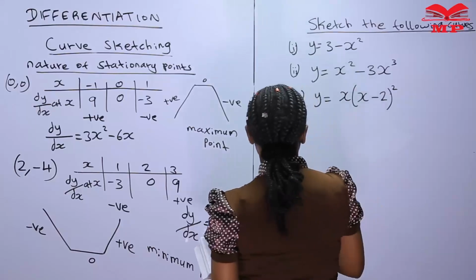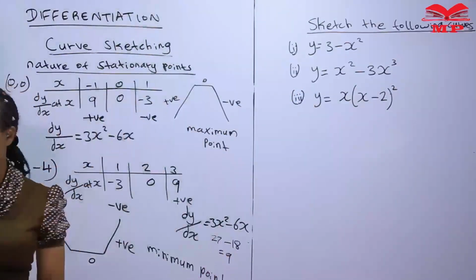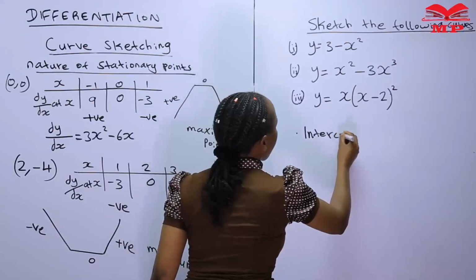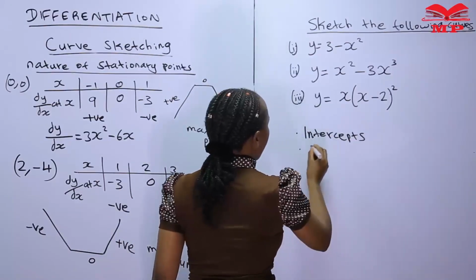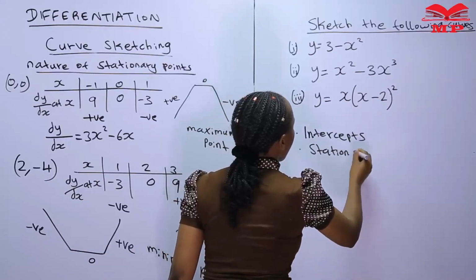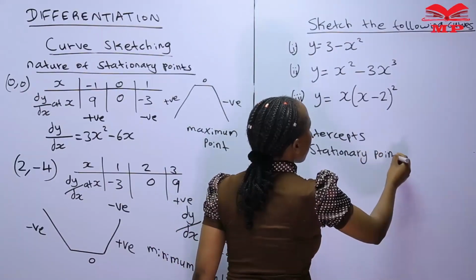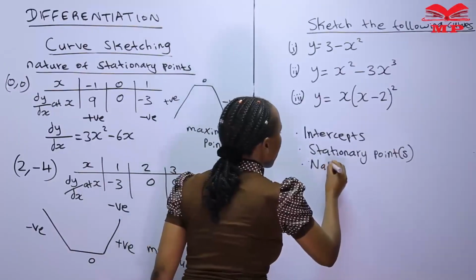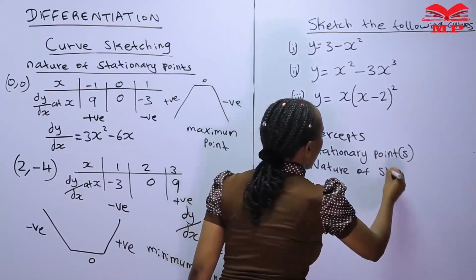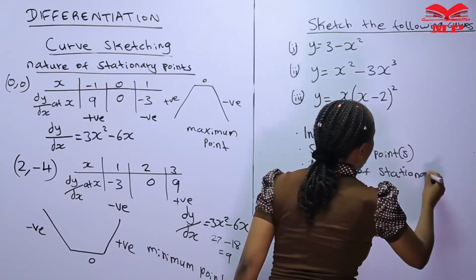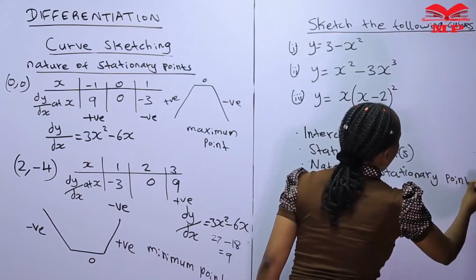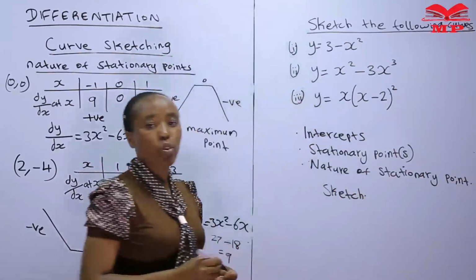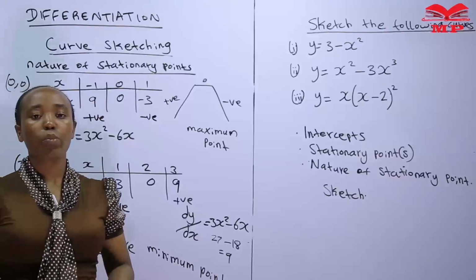So ensure that you sketch the following curves. That is, 1, get the intercepts, x and y intercepts, then the stationary point or points. There can be more than one. Finally, you get the nature of the stationary point, and then finally you come and sketch your curve to show the general features or the general shape of the curve.